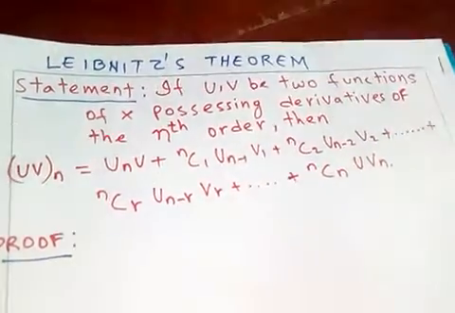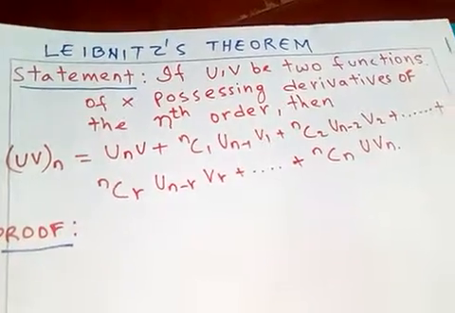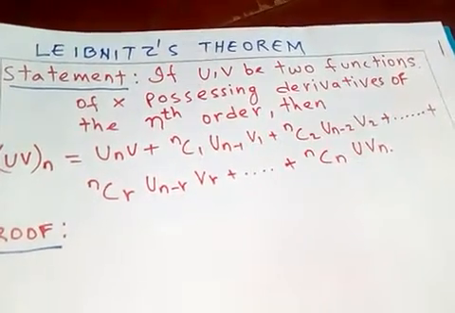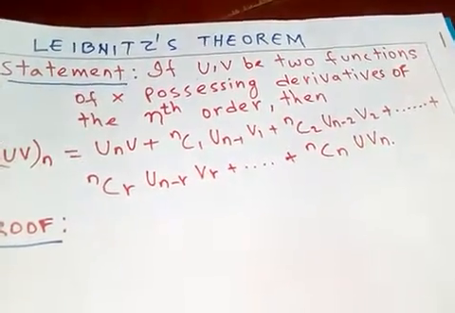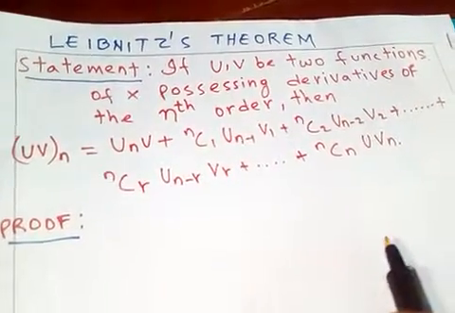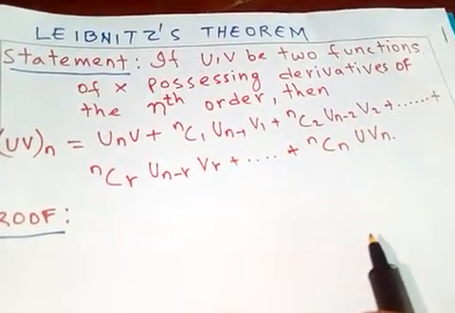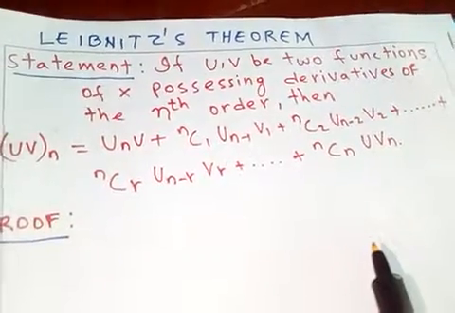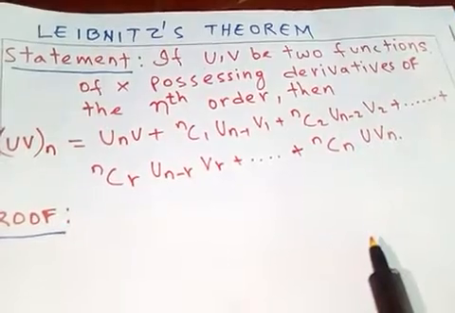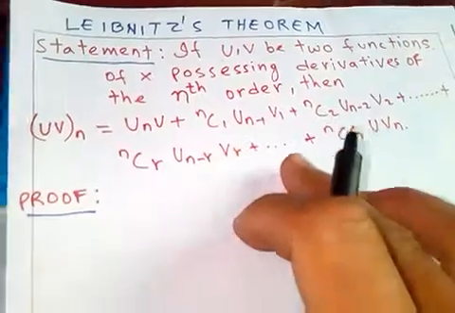Today I'm going to discuss Leibniz's theorem for the nth derivative. Our statement is that if u and v are two functions of x possessing derivatives of nth order, then (uv)_n is equal to u_n v plus nC1 u_(n-1) v_1 plus nC2 u_(n-2) v_2 plus and so on plus nCr u_(n-r) v_r plus and so on plus nCn u v_n. So this is our statement, and we are going to prove this.